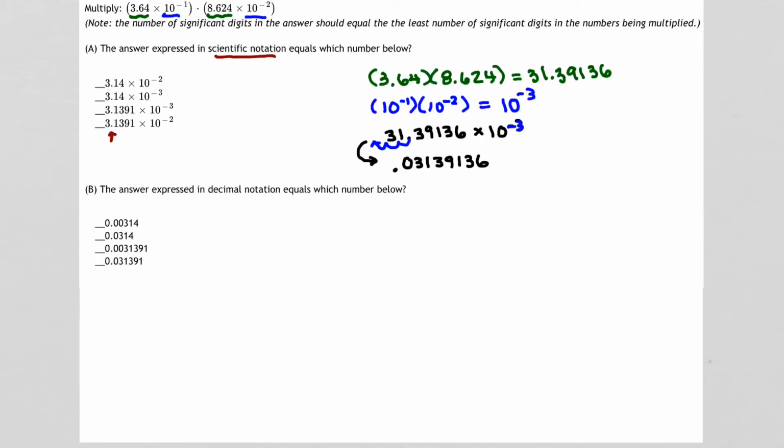0.03139136. Let me check. I think I copied my digits wrong, but let me check that again. So I have 0.03139136. Nope, everything's good. So that's my decimal number. Now I'm going to take this decimal number and rewrite this in scientific notation. To change this number into scientific notation, I look and I put a new decimal right here after the 3. That means I'm going to have to move 2 places to the right.